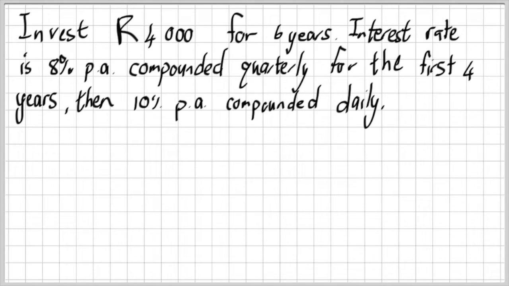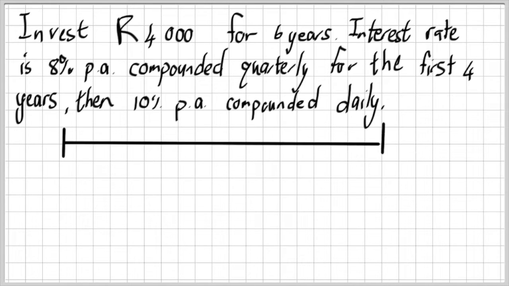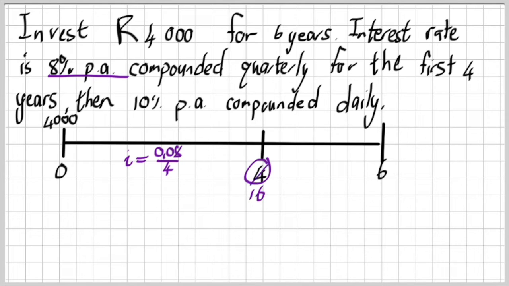So if I invest 4,000 Rand for 6 years, I'm going to first of all draw up my timeline. I have the 4,000 Rand at the beginning. Then for the first 4 years, the interest rate is 8% per annum compounded quarterly. So in those 4 years, I know I'm going to make quarters as well. That is going to be 16 quarters.